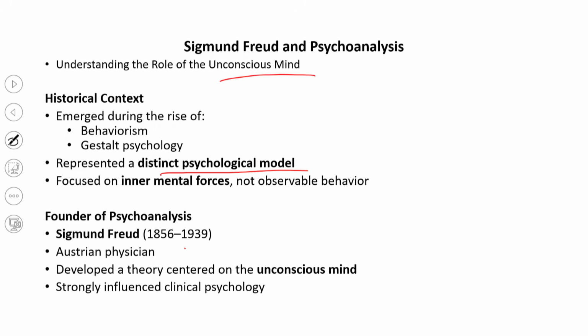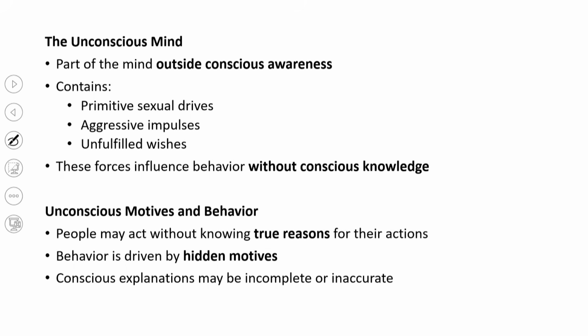So, Sigmund Freud developed psychoanalysis. He was an Austrian physician. He developed the theory around the unconscious mind, which strongly shaped clinical psychology as a branch, and it developed its own therapies and so on. The unconscious mind basically is the part of the mind which we are not even conscious of. We do not know what is there in it, but it is continuously influencing us. It contains things like primitive sexual drives, aggressive impulses, and unfulfilled wishes which we see in dreams and so on. All these are part of the unconscious mind according to Sigmund Freud, and they all influence us all the time without our conscious knowledge about them.